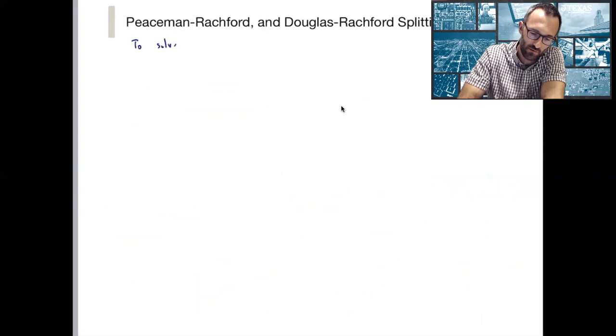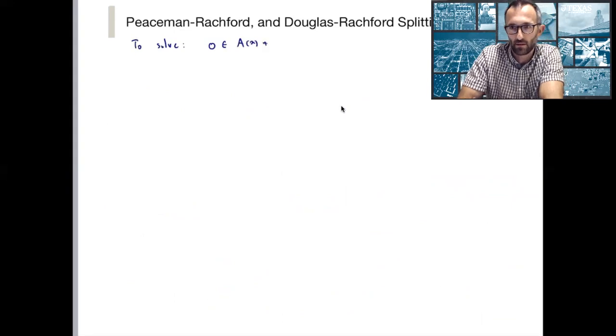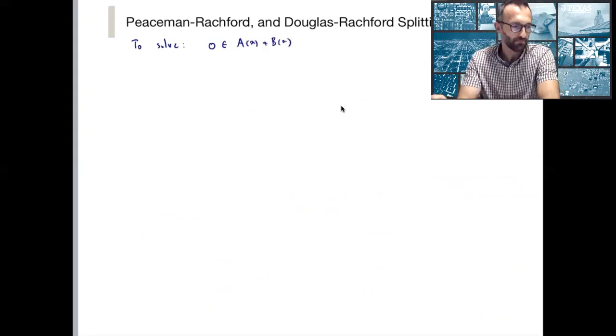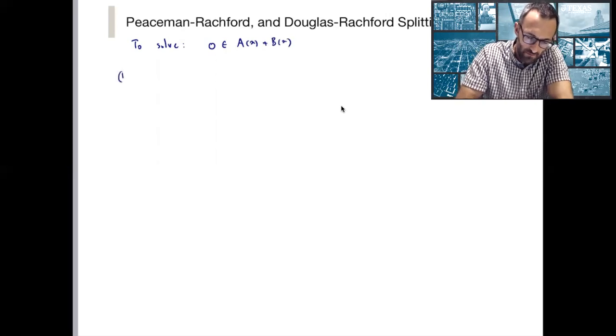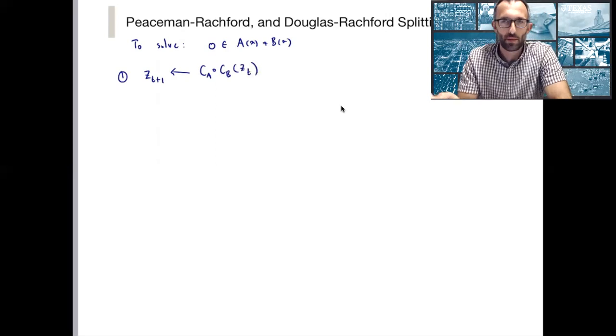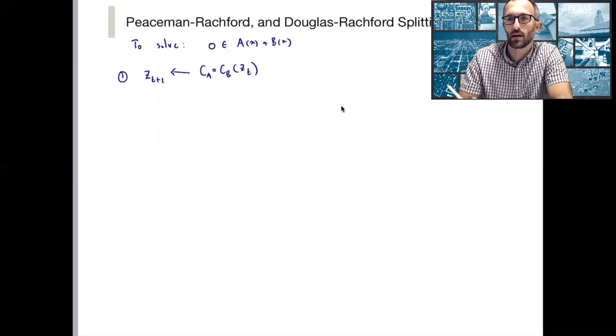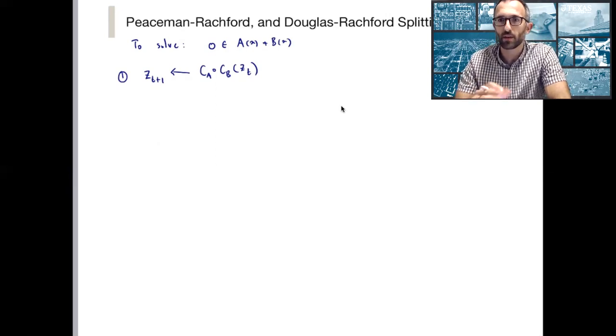So to solve 0 element of A of x plus B of x, option 1 is to write the algorithm z_{t+1} is equal to CA composed with CB of z_t. And then finally, once we find a fixed point, set x equal to RB of that fixed point. But the core of the iteration is iterating applying CA and CB.